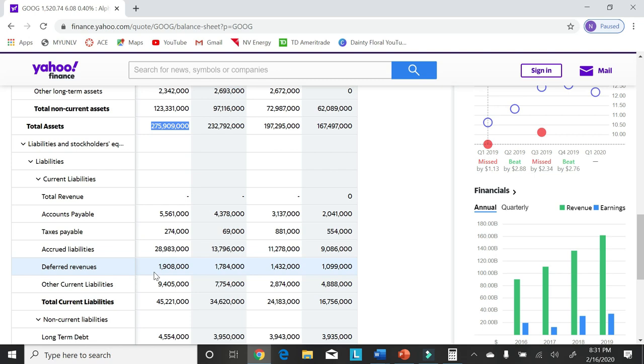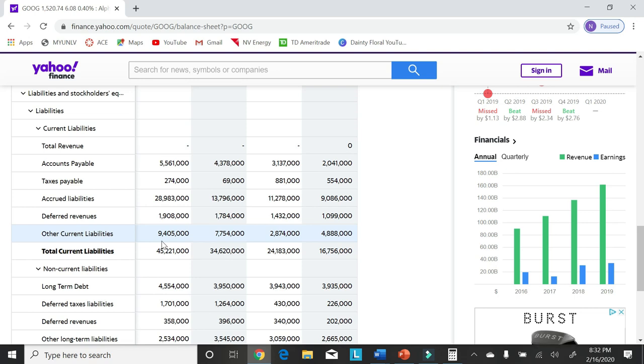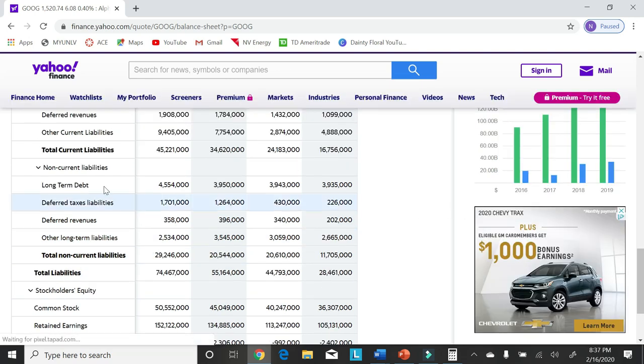And yes, it should. However, deferred revenues is revenues received in advance for services, and that's why you have it as a liability. And then other current liabilities is a subset of accounts payable. It's the same thing, short-term debt. And then when you look further down, you can see long-term debt. And long-term debt is loans, capital leases, pension liabilities, anything of that sort. And they have $4.5 billion worth of long-term debt.